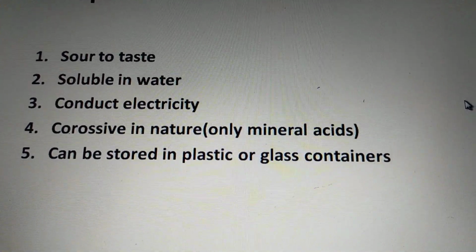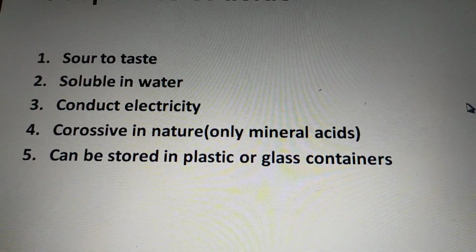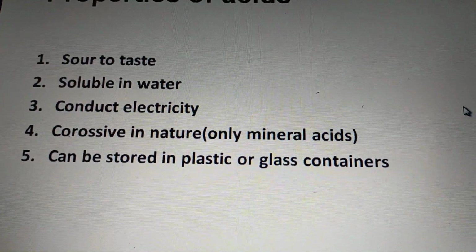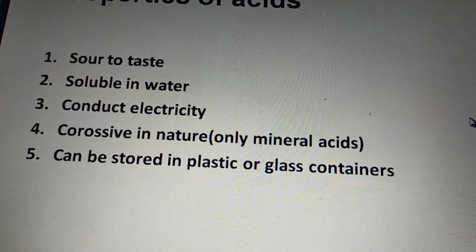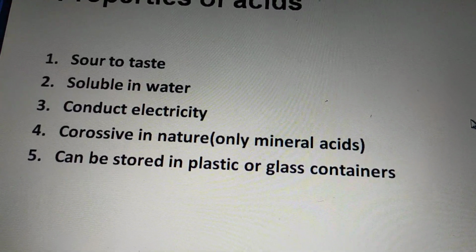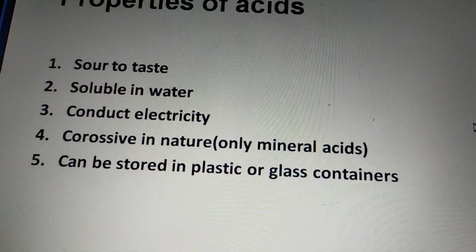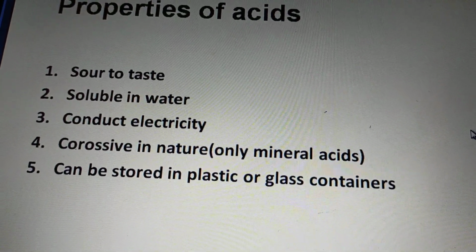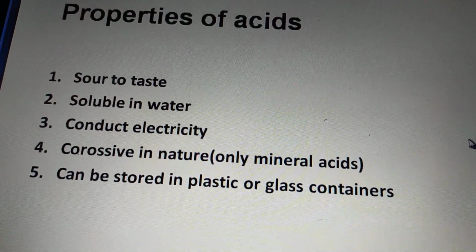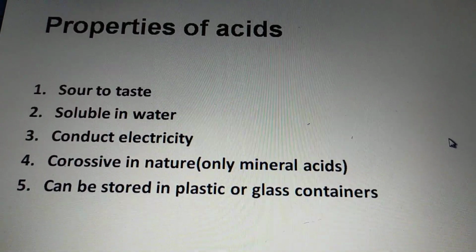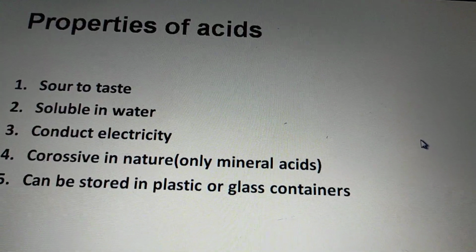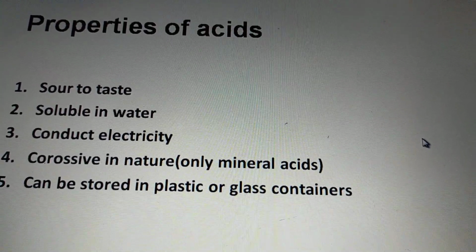Right? Acids can be stored in plastic or glass containers, because if you keep acids in metal containers, some reaction may happen and it may cause something harmful. Right? So acids are always stored in plastic or glass containers. So students, I think this is clear to you about the acids.